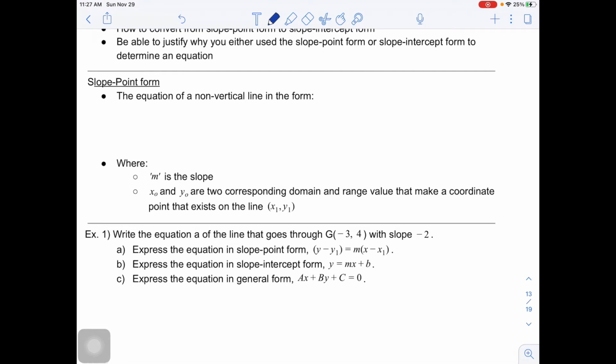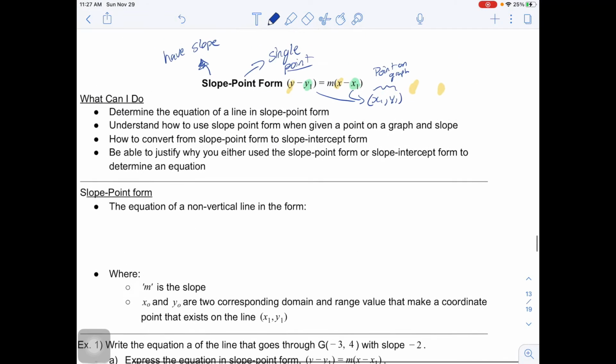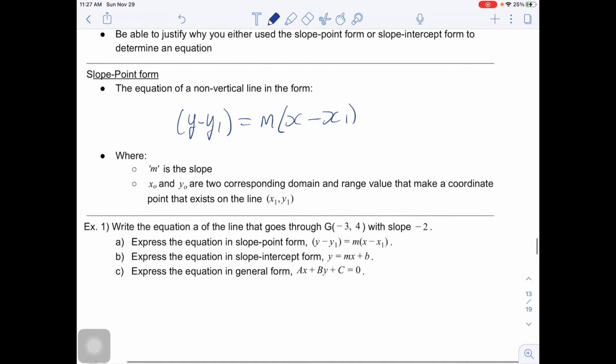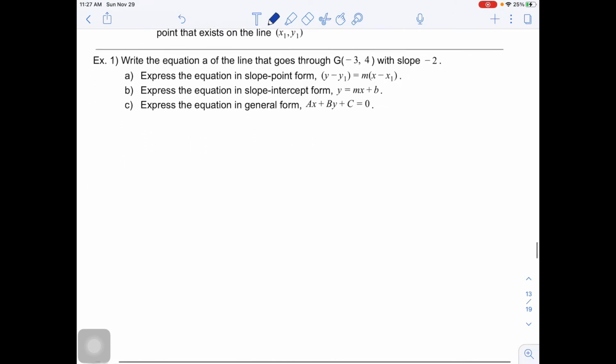So the equation of a non-vertical line in slope-point form looks something like this: y minus y1 equals m, which is slope, times x minus x1. We can see below it's explained here. So m is slope, and x1 and y1 are two corresponding domain and range values that make a coordinate point that exists on the line. So actually these should say 1 here. Sorry, not zeros.